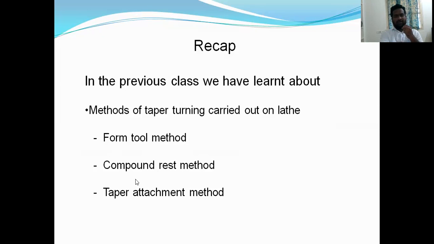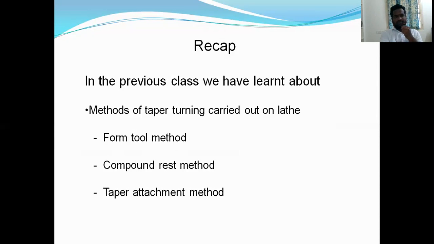Why? Because the compound rest moves only some distance on the cross slide. For that reason, here also the length is limited. But compared to the form tool method, the length of the workpieces here is more, right? So we can produce longer tapers in the compound rest method compared to the form tool method. Now the last method in yesterday's class is the taper attachment method.